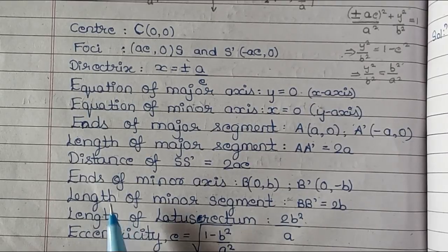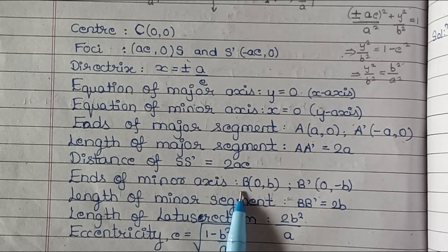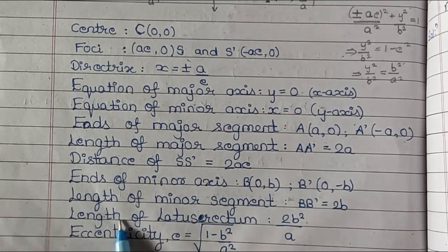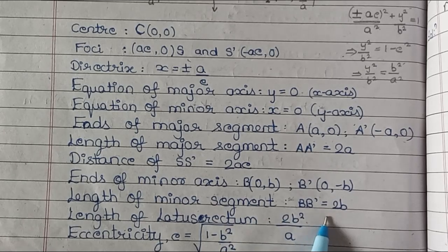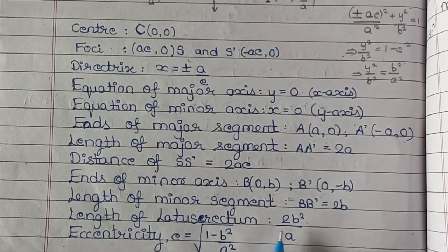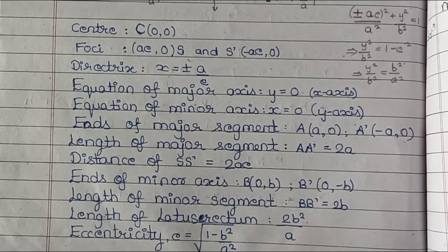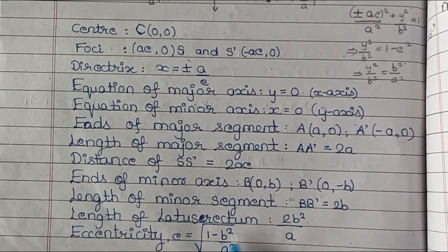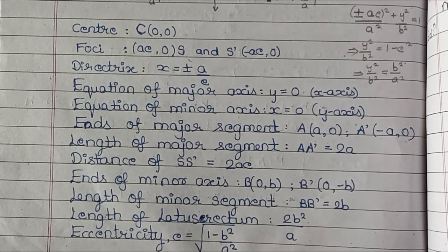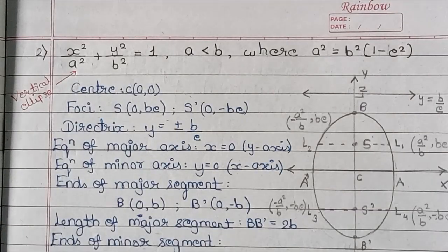The ends of the minor axis will be B and B dash, 0 comma b and 0 comma minus b. The length of the minor segment B B dash will be 2b, and the length of the latus rectum will be 2b square by a. The eccentricity e will be under root 1 minus b square by a square. These are all the formulas, or you can say equations, important points we should consider while learning. Don't forget this point, remember this well.